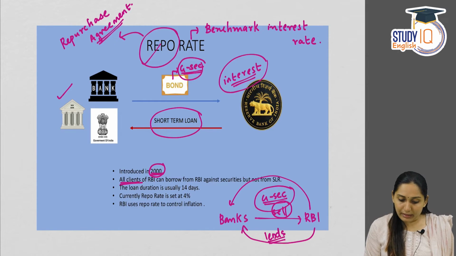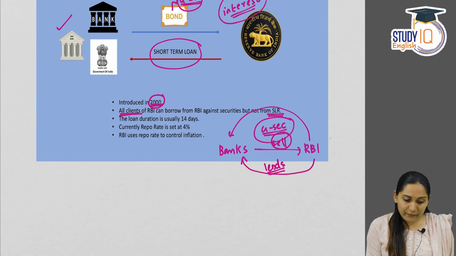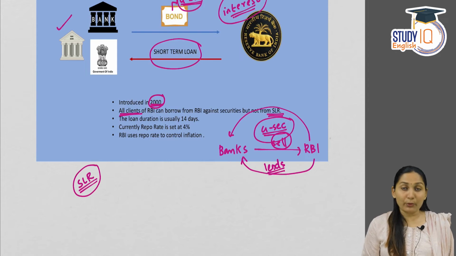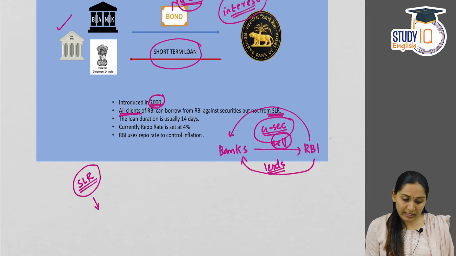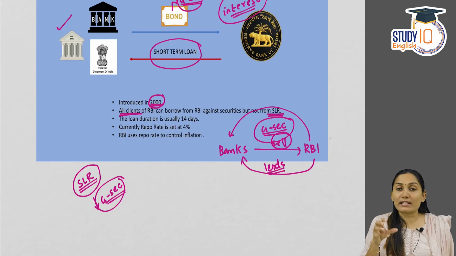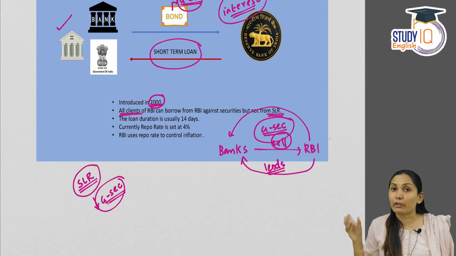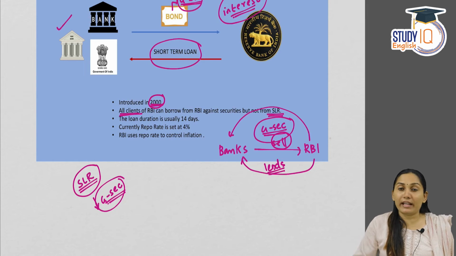All clients of RBI can borrow from RBI against securities but not from SLR. What does it mean? We have seen that in case of statutory liquidity ratio, the banks can keep liquidity in the form of government securities or in the form of cash or in the form of gold. Now, government securities are also a part of SLR. So, not from SLR here means that banks cannot use the government securities which is kept as a part of SLR to borrow from the RBI on repo rate. It has to be outside the SLR. So that is what is mentioned here.